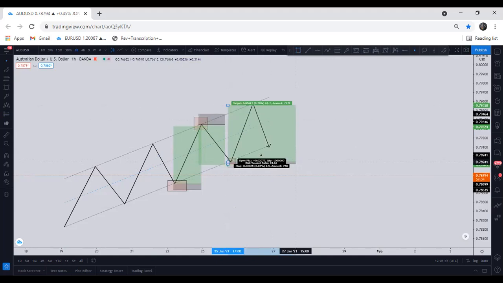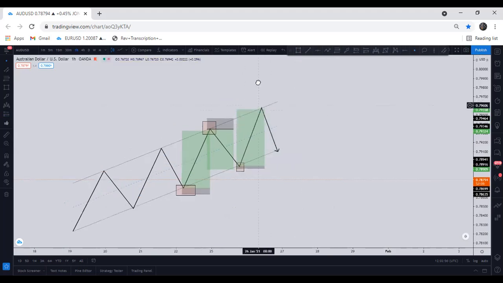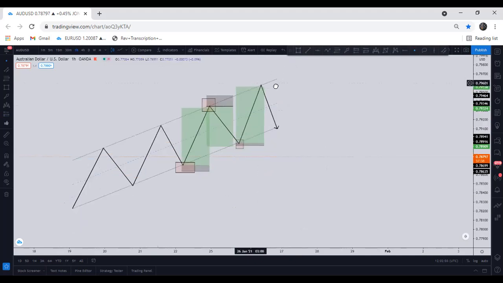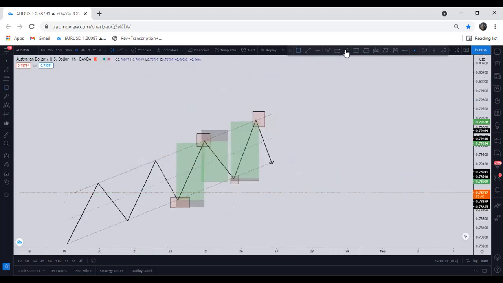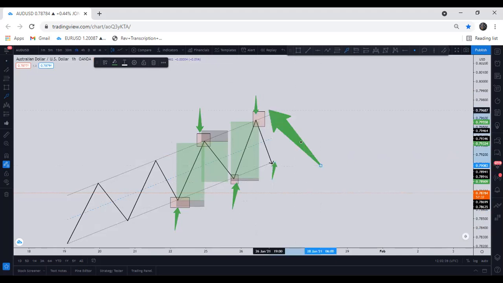And then again, if it respects this level, that is when you're going to say, I am going to enter also right here. So basically, places you are actually going to enter will be places like here, places like here, places like here. You're going to enter there, right? Because it is respecting your trend lines after confirming the trend line method, right?